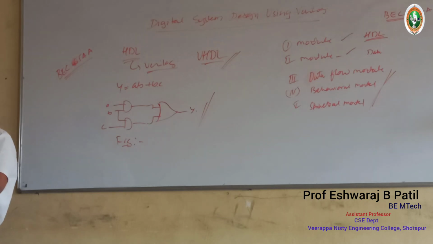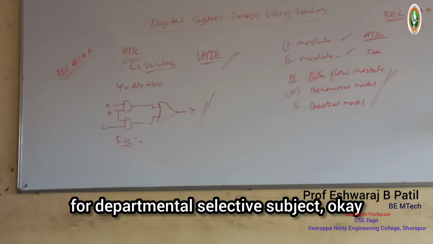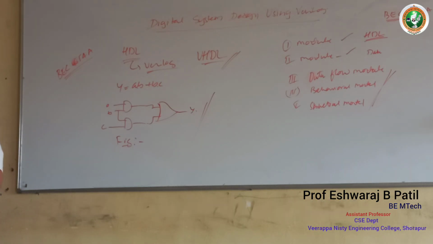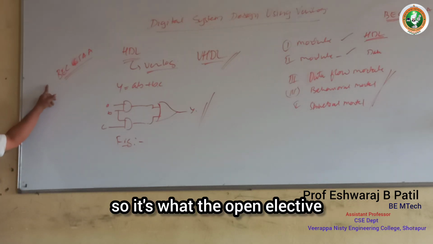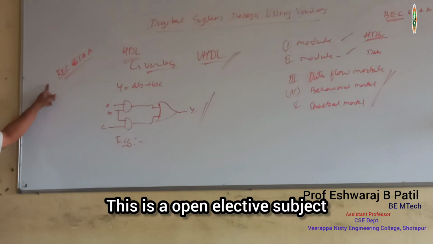Branch elective. For example, advanced Java is the departmental elective subject. This one is outside this department, so it is the open elective subject.